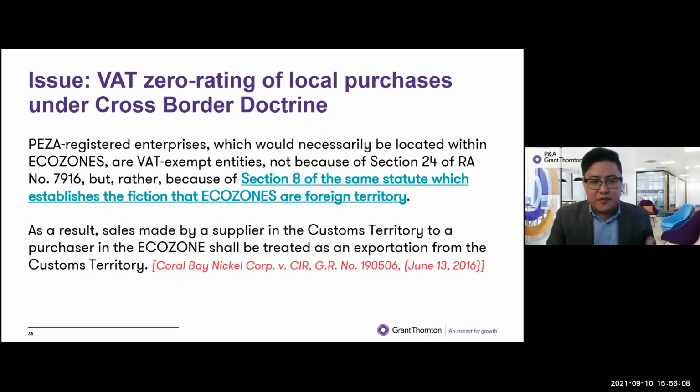We also have this Coral Bay Nickel Corp case, wherein the Supreme Court declared that PEZA registered enterprises, which would necessarily be located within ecozones, are at the very least VAT exempt entities, because of Section 8 of the law, which establishes the fiction that ecozones are foreign territory. Actually, for those who were trying to lobby during TRAIN, prior to the CREATE law, these cases were cited in several position papers, no? The by fiction of law foreign territory, and that as a result, sales made by a supplier in the customs territory to a purchaser in the ecozone should be considered as exportation from the customs territory, no?